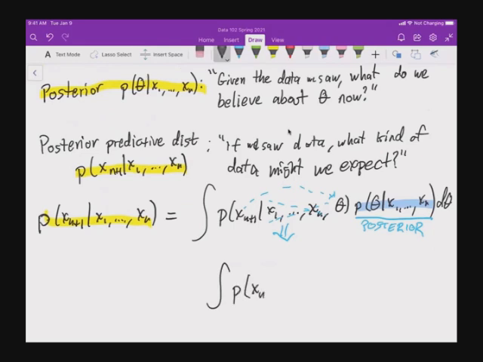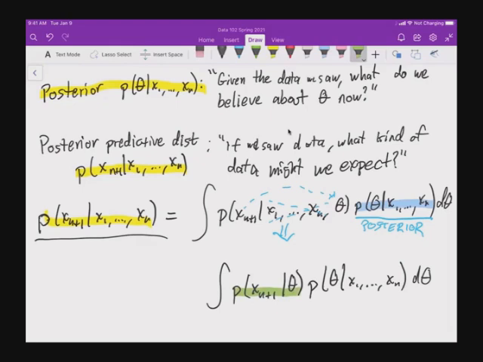This is the distribution of x_{n+1} given theta times p of theta given x_1 through x_n, d theta. Conceptually, what does this mean? I wrote out this integral with these distributions, but what does it mean? The thing I want is this right here: what do I think the next data point is going to be? What could it be if I knew what theta was?